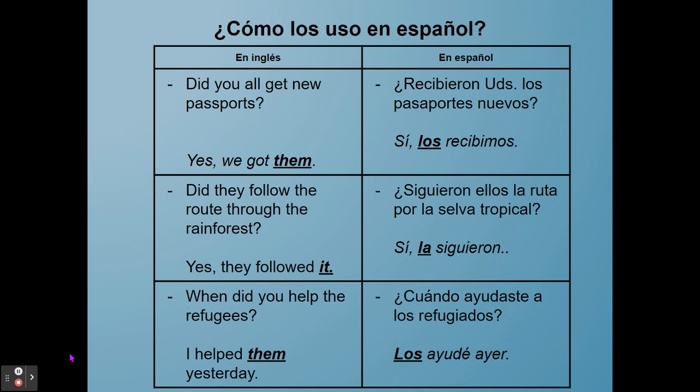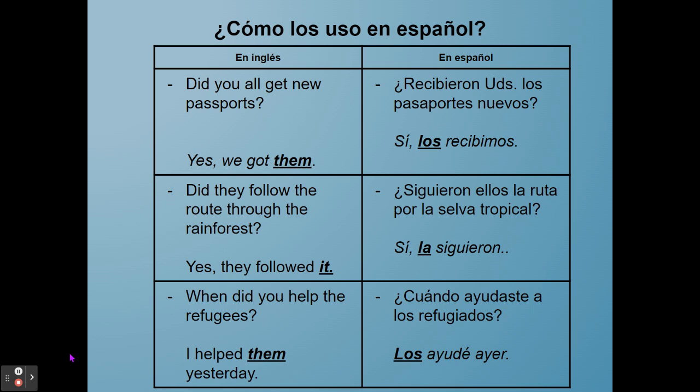For our second example that you all saw on the first page, they followed the route through the rainforest. Yes, they followed it. And in Spanish, we have the question, ¿siguieron ellos la ruta por la selva tropical? The direct object in the question being la ruta por la selva tropical, and the answer being sí, la siguieron, la being the direct object pronoun here that means it. Yes, they followed it. And once again, you will notice that the direct object pronoun is before the conjugated verb.